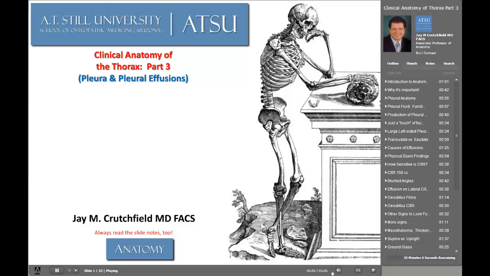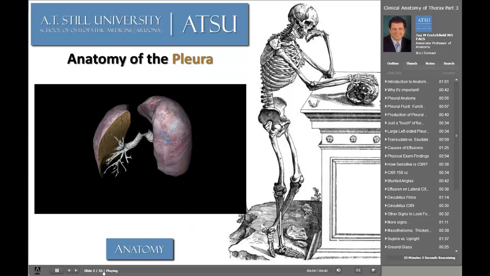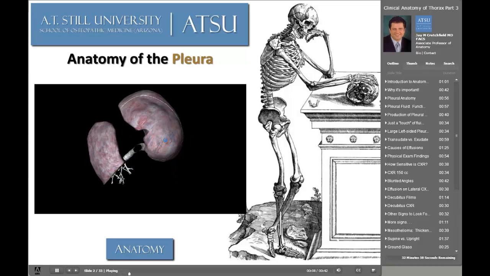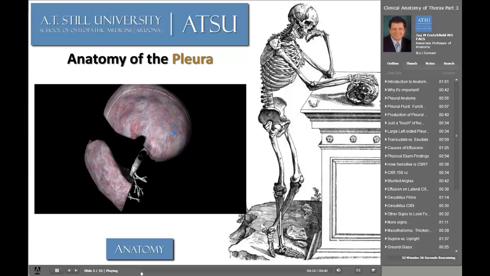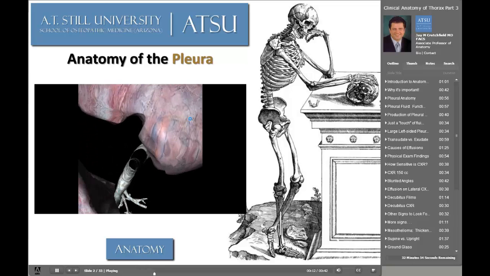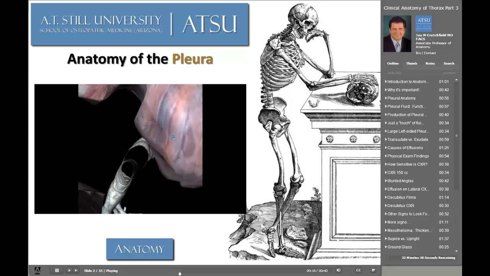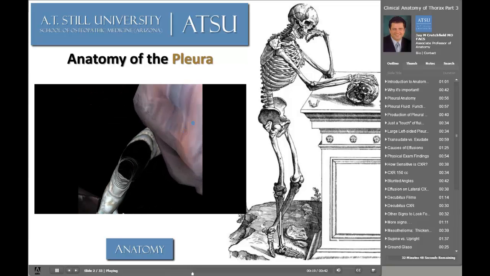Continuing with part 3 of clinical anatomy of the thorax, we'll look at diseases of the pleura after we first explored the anatomy of the pleura. What is the pleura? The pleura is the lining of the chest cavity. That's called the parietal pleura. And then there's the lining on the lungs itself. That's called the visceral pleura.